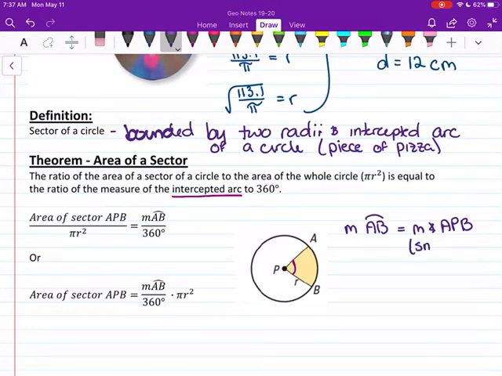Okay, and we want the smaller one, because APB could also be this. That's what I mean by smaller one. APB could go from A to P to B and make a larger than 180 degree angle.